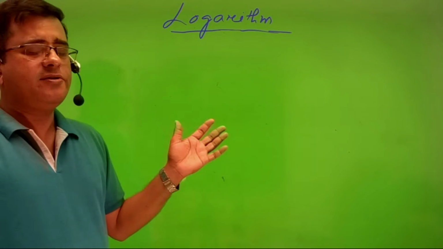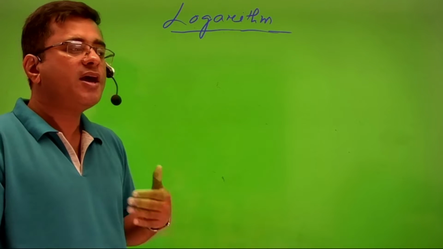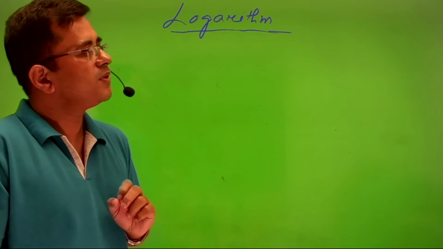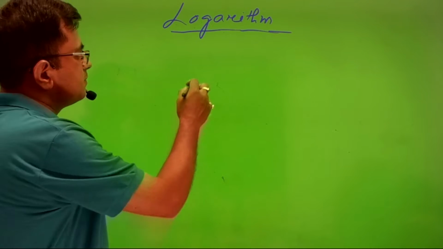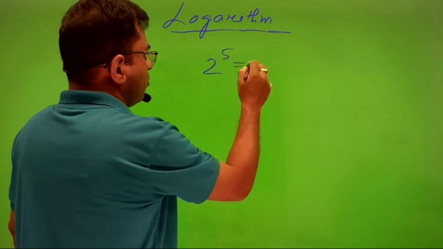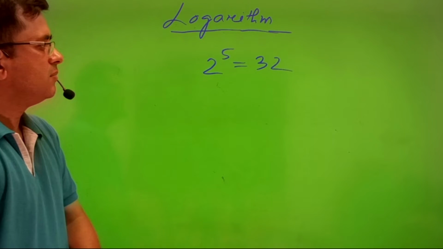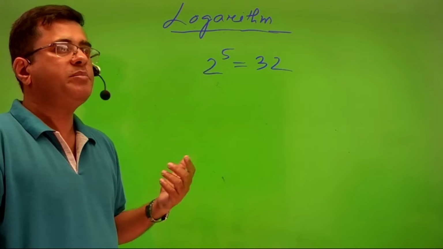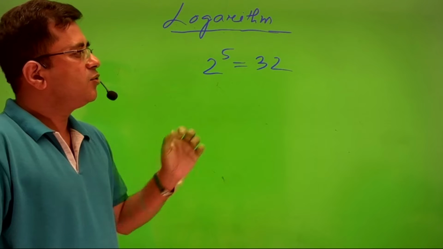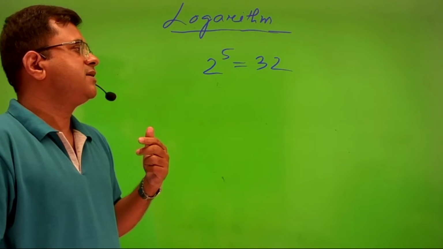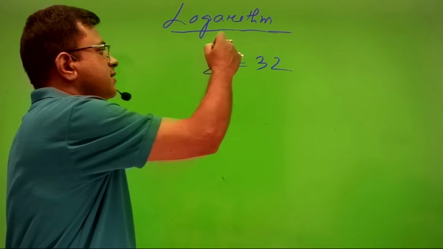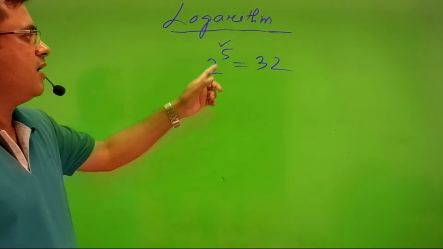And what is a logarithm? Logarithm is an inverse process of exponentiation. We have learned about exponential power. Suppose 2 is multiplied 5 times, we get 32. We know this: 2 is multiplied 5 times to get 32. Suppose we don't know how many times 2 is multiplied to get 32. In that case, we can find out the log of 32 to get the exponent, because 5 is the exponent.